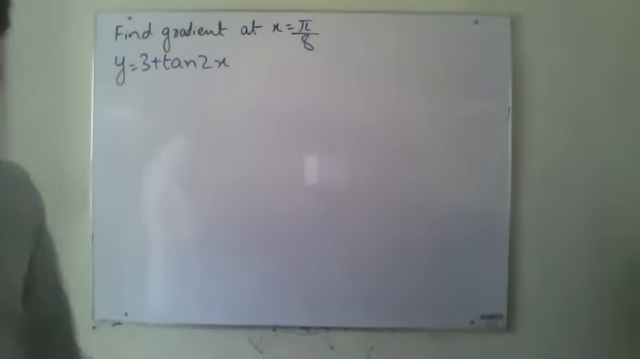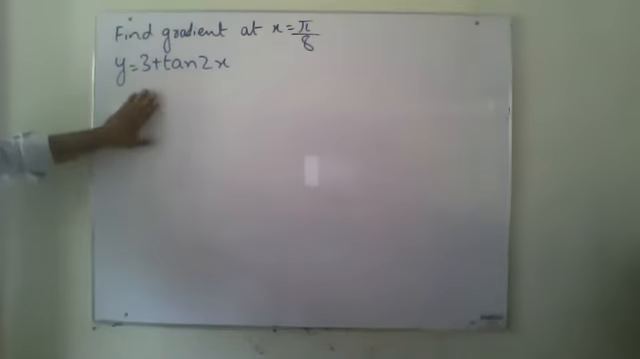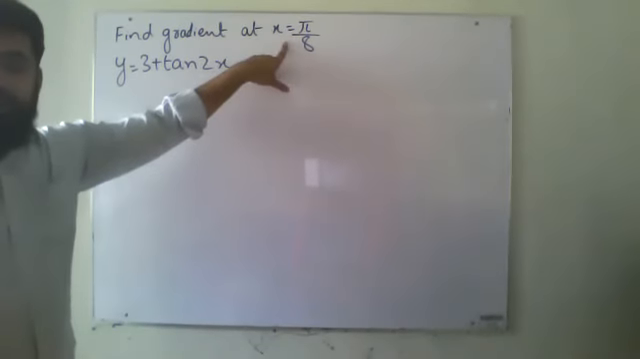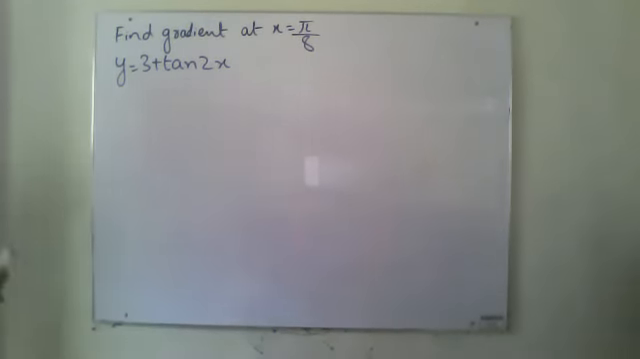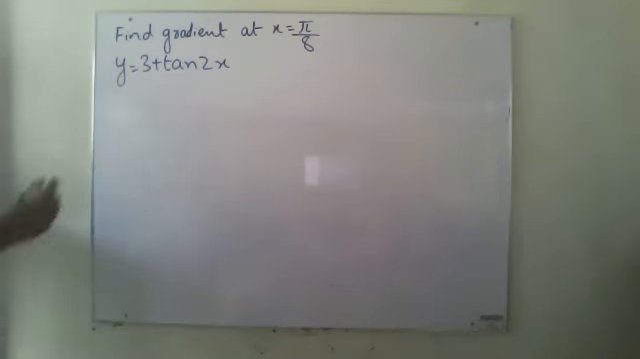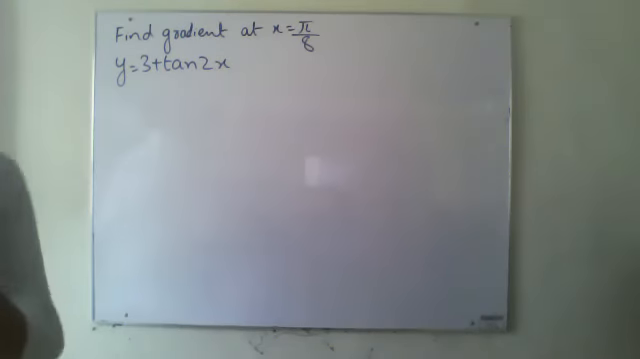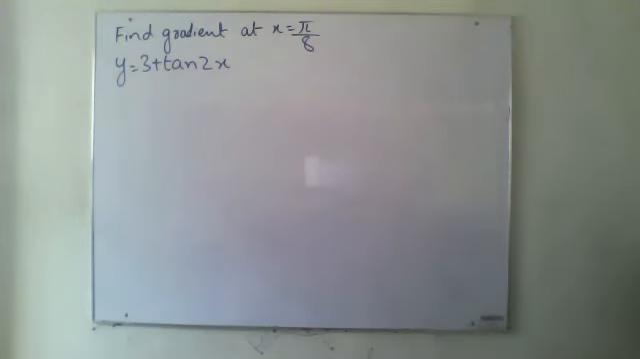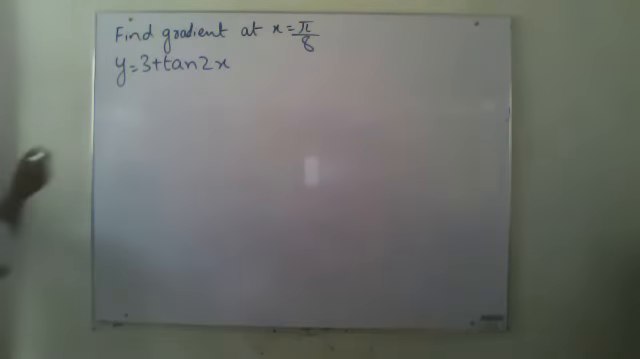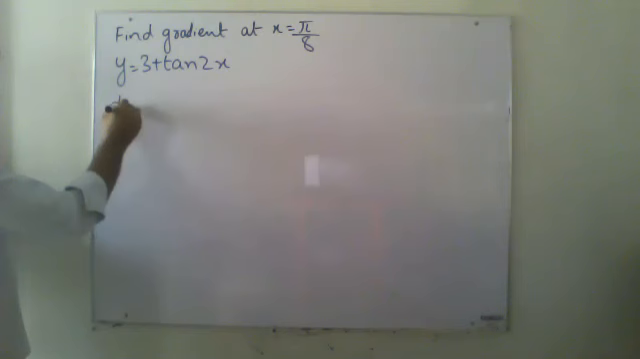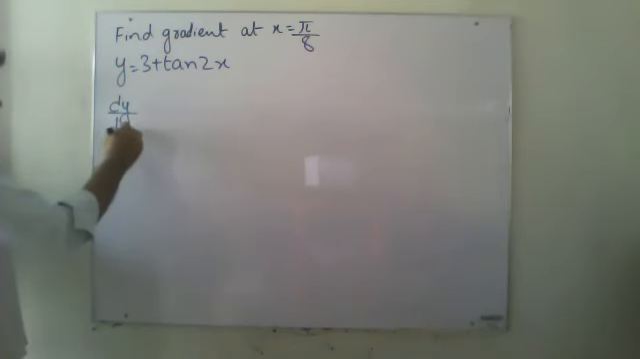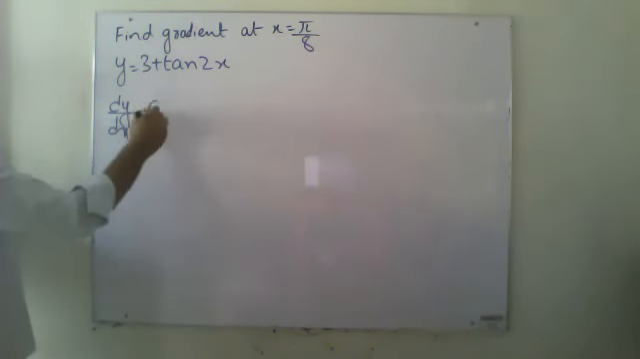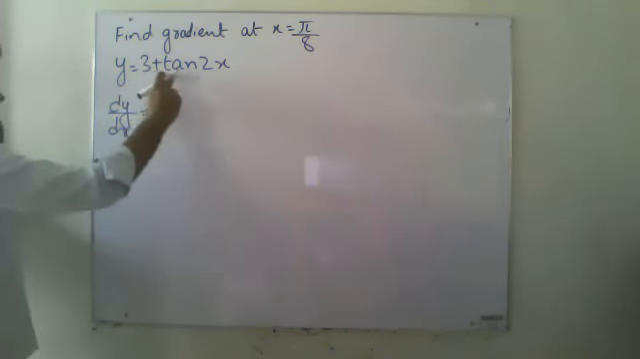Okay, so this is my question, and they are telling us to find the gradient at this point. First of all, there is no product, there is only one x variable. So it means I can directly go for differentiation. So dy over dx. I am starting my differentiation. Differentiation of 3 will be 0. Differentiation of tan 2x.